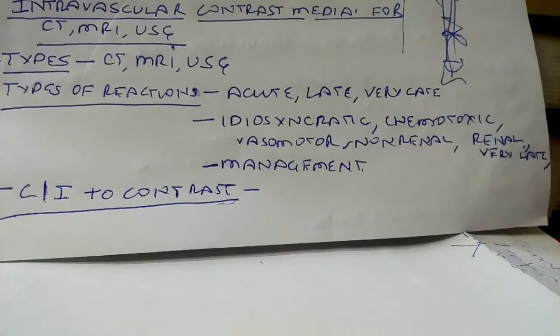Now the adverse reactions can be acute, late, or very late. Acute means the ones which occur within 1 hour. Late are the ones which occur between 1 hour and 7 days, and very late are the ones which occur beyond 7 days. Now the acute reactions can be idiosyncratic, which are basically non-dose-related pseudo-allergic reactions, occurring either due to release of histamine, or release of bradykinin or kinin, or a disturbance in the immunoglobulins, or due to anxiety or fear.